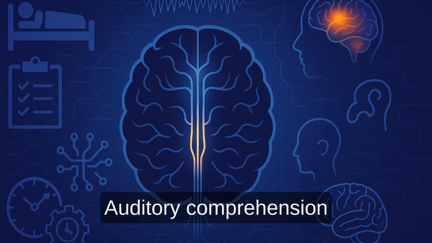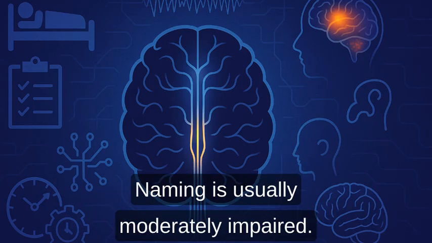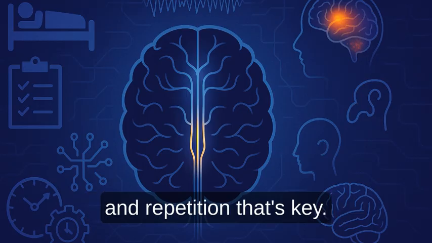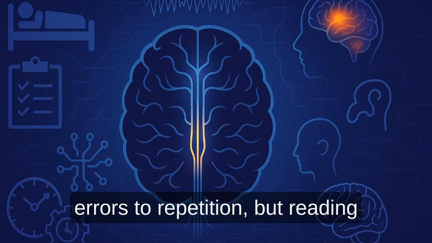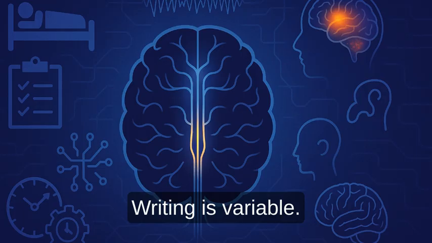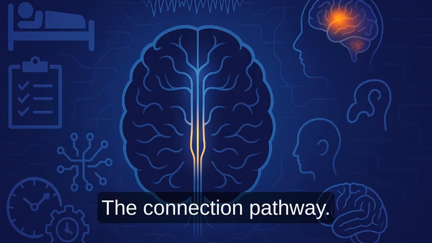So they can talk okay-ish, understand well, but just can't repeat. Pretty much. Auditory comprehension is generally good, naming is usually moderately impaired. It's that disconnect between fluency, comprehension, and repetition that's key. Reading aloud might show similar errors to repetition, but reading comprehension can be better. Writing is variable.